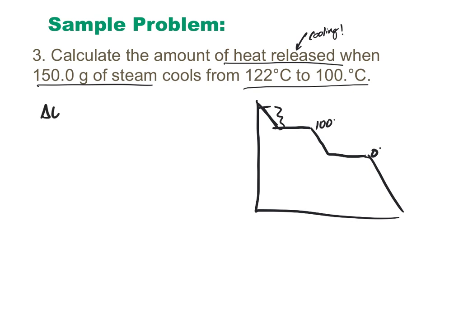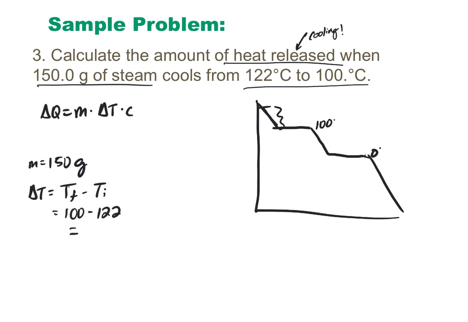So the equation I use is Q = m times delta T times C. My mass is 150 grams. My delta T is the final minus the initial, which in this case is 100 minus 122. So that's going to be negative 22 degrees. I've lost heat here. That makes sense. It's what I want to have happen.